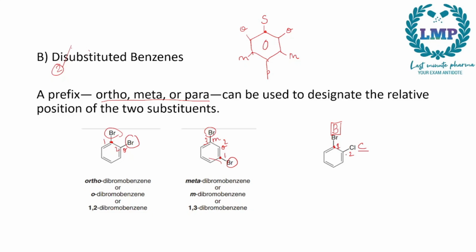Then we will name chloro as the ortho position. Since between B and C, bromo has the lowest letter, we will name it as ortho bromochlorobenzene, or we can also name it as 1-bromo-2-chlorobenzene.